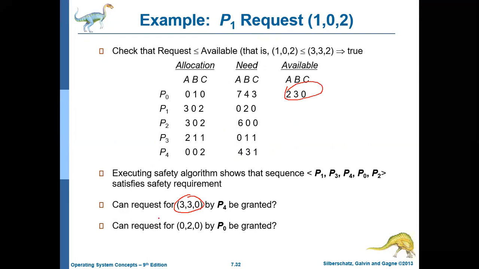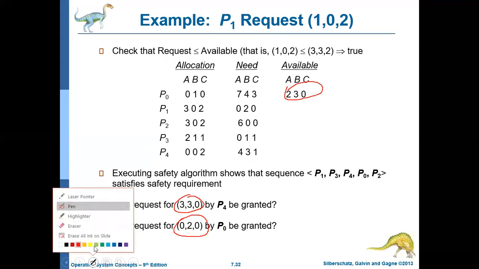Okay. Can the request 020 by P0 be granted or not? If P0 requests 020, 020 is less than available. Yes. So it can be granted, provided there is a safe sequence. So the operating system should pretend as if it is granted, and then check whether there is a safe sequence or not. You can check and tell whether there will be a safe sequence or not. I guess there will be a safe sequence for this, right?